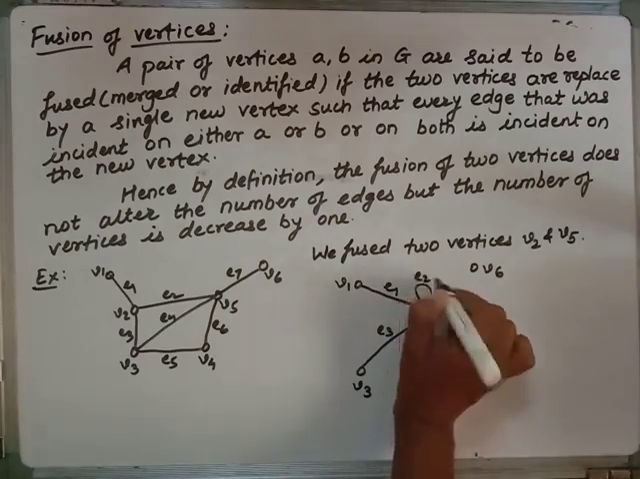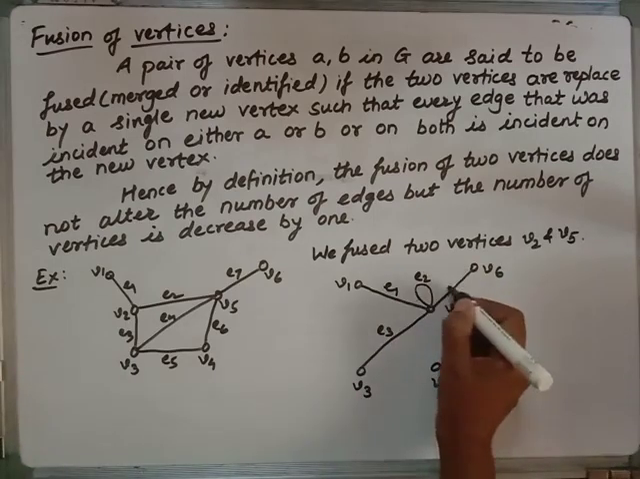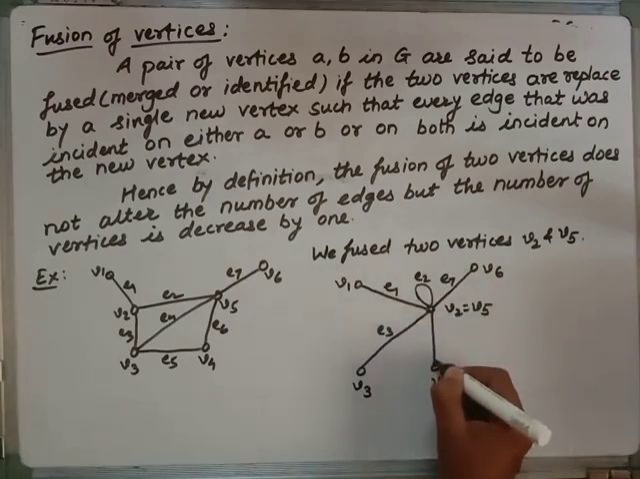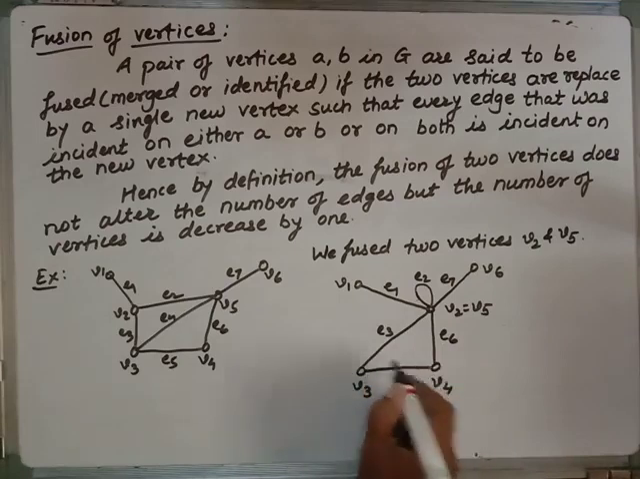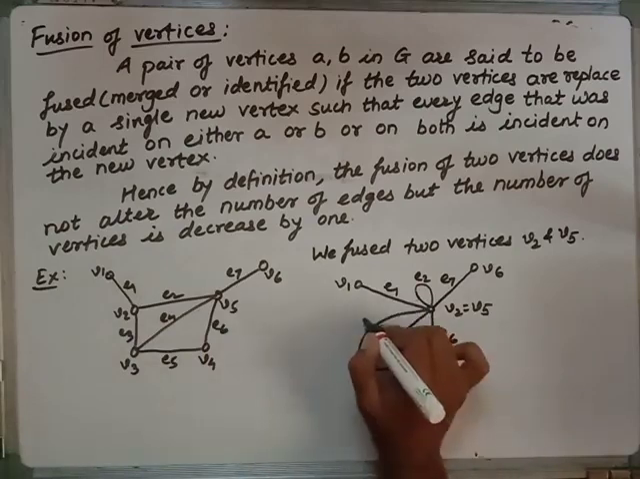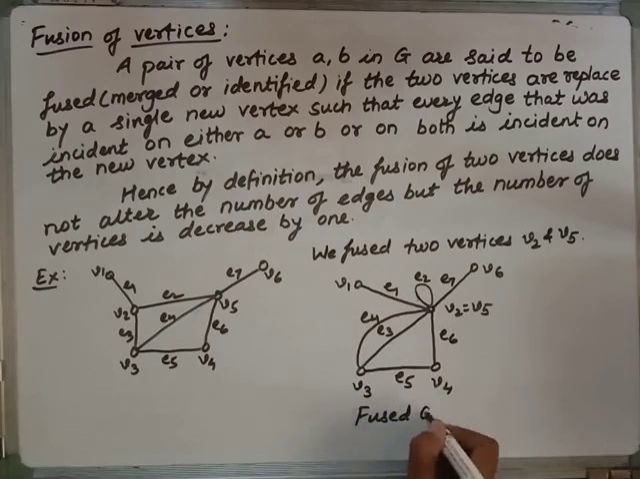Right? This is E2. Now there is an edge between V5 and V6. So it is E7. V5 and V4. So this is E6. Then there is an edge between V3 and V4, E5. And there is an edge between V3 and V5 also. So this is one more edge, and that is what? E4. As such, we can do the fusion here. This will be a fused graph.